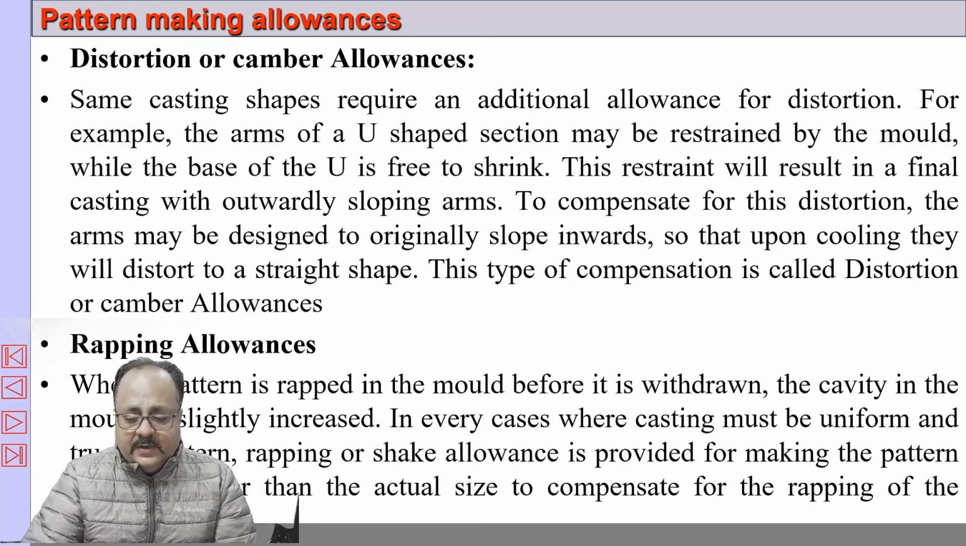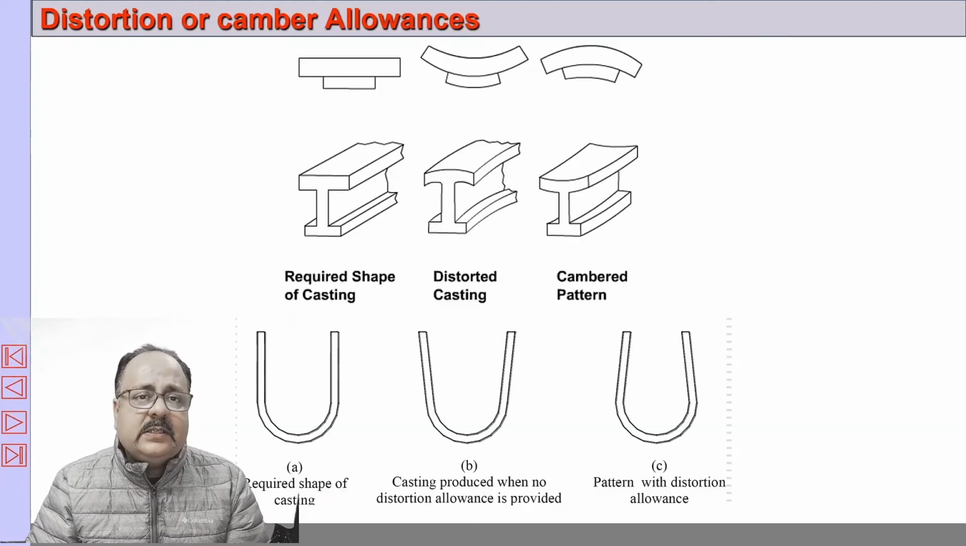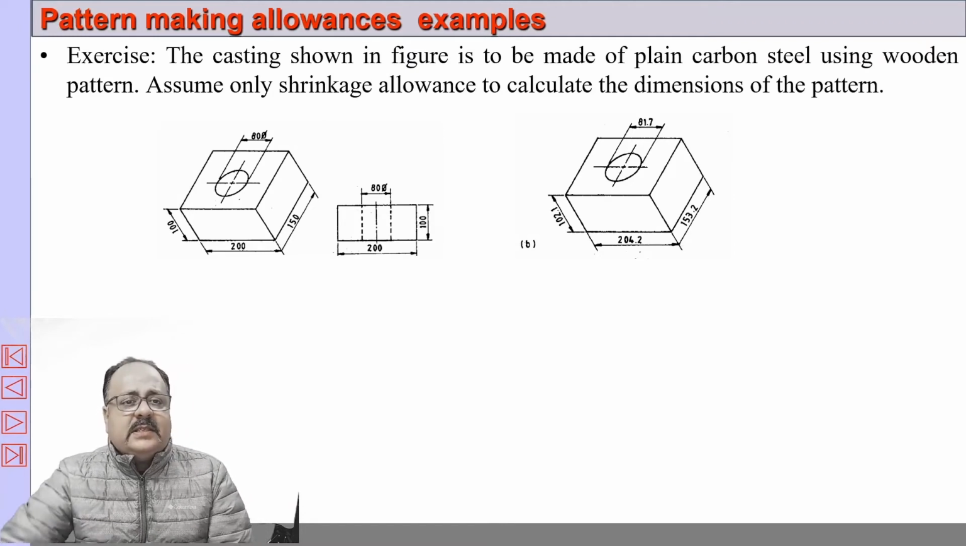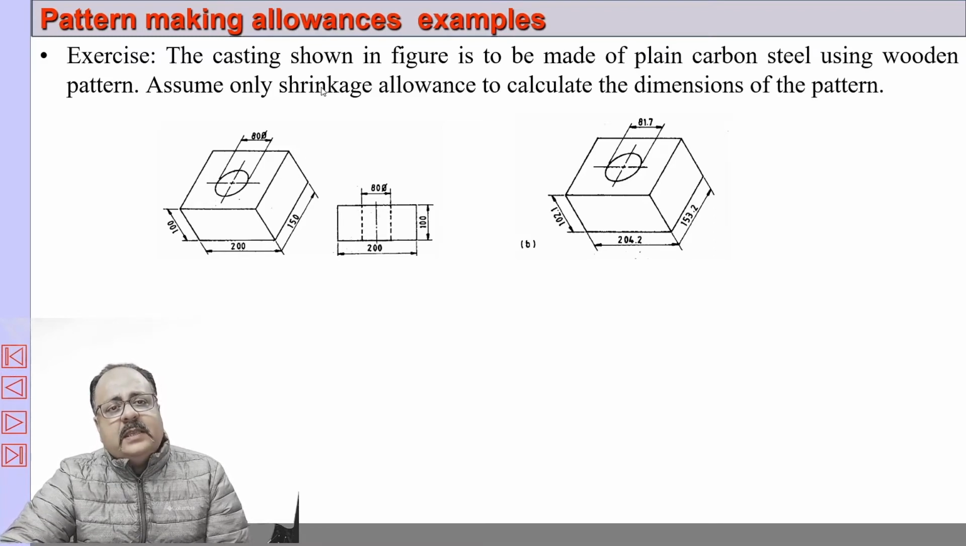So with this, we have finished our discussions on the different types of allowances. Let us discuss a certain problem here. Now this is a casting which has to be done. For that, I have to make a pattern, and I have to calculate the sinkage allowances, and the metal is plain carbon steel.